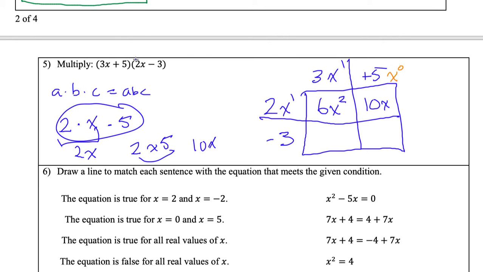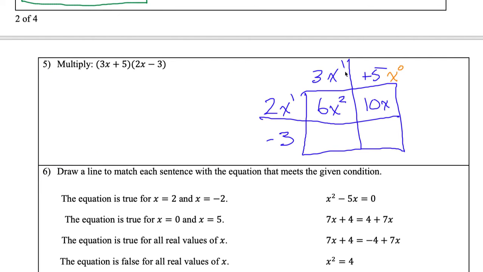I can show you 4 different ways of thinking about multiplication. This is the easiest one that I know of. If you like a different one, by all means use that one. Let's try this one. I'm now going to multiply 3x to the power of 1 times -3. And again, you can think of this one as, okay, there's really an x to the power of 0, or you can just think of this as, just squish them together.